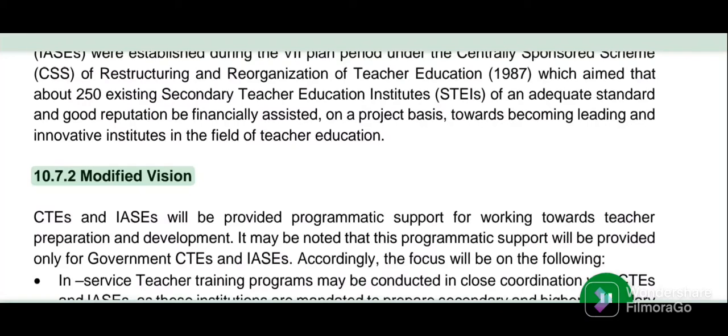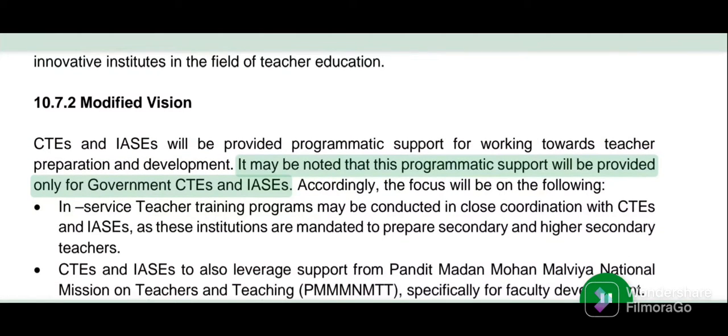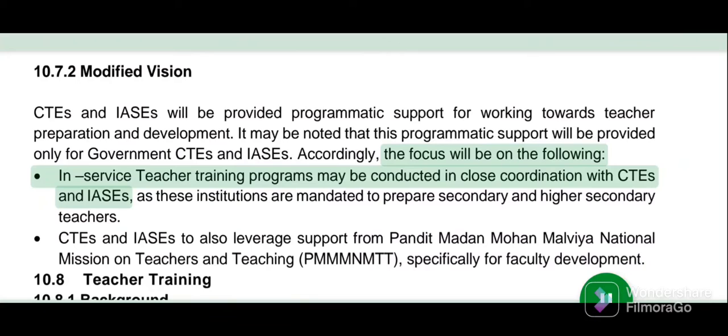10.7.2 Modified Vision. CTEs and IASEs will be provided programmatic support for working towards teacher preparation and development. It may be noted that this programmatic support will be provided only for government CTEs and IASEs. Accordingly, the focus will be on the following.